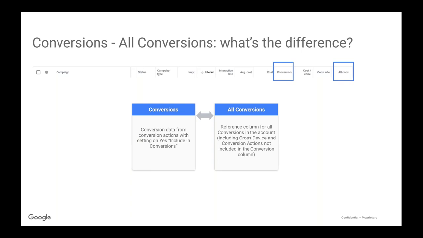And actually this is very easy. Conversion includes only conversion data from conversion actions with the setting on yes in the include in conversions section in the conversion action setup. So if you remember, before when we were setting up the conversion, there was this option, include in conversions, which by default is set to yes. So that's what we are talking about. And all conversions actually includes all conversions in the account, including cross-device conversions and conversion actions which are not included in the conversion column. So it is actually normal to see more conversions in the all conversions column than in the conversions one.